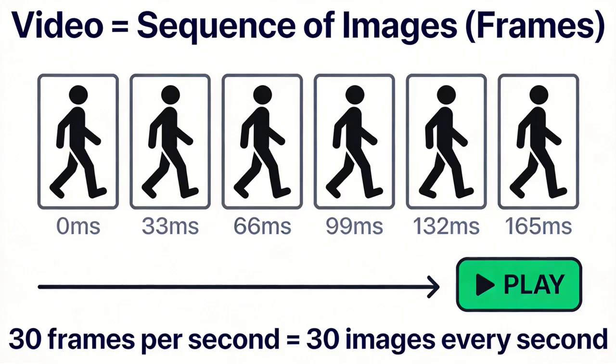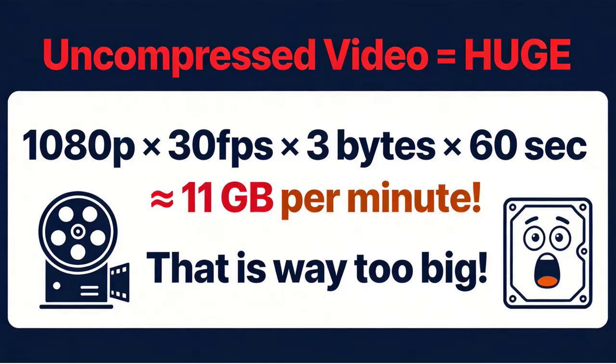A standard video plays at 24 to 30 frames per second. That means your computer is showing you 30 still images every single second, so fast that your brain perceives it as smooth, continuous motion.